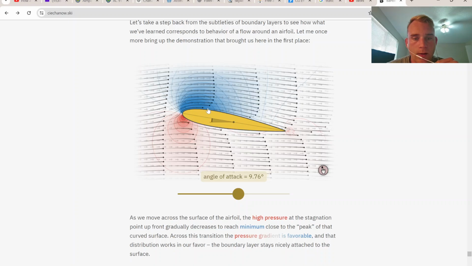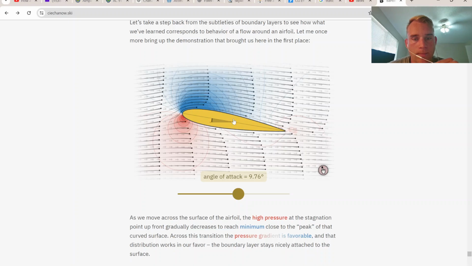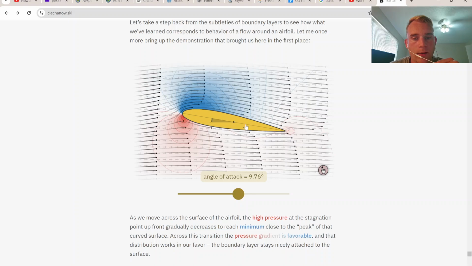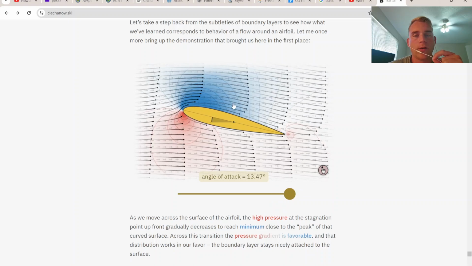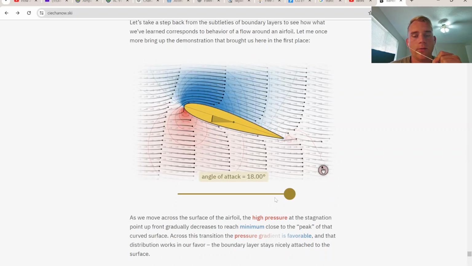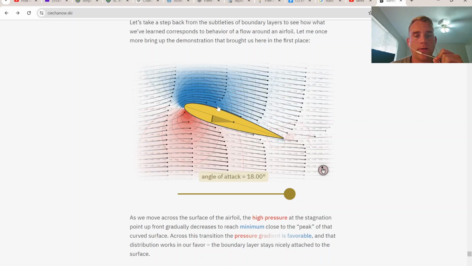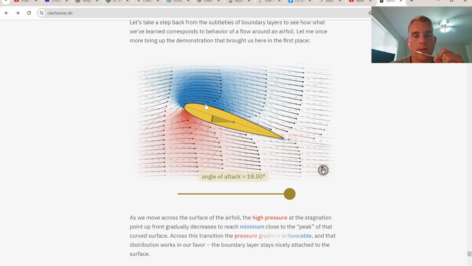One more thing here. Look at how the low pressure travels faster over the top of the airfoil instead of over the bottom. Look how slow that is. This is just blowing past it. But now, let's increase our angle of attack to 18 degrees. We know that our critical angle of attack is 17 degrees. This is still moving relatively fast, but look at this. It's starting to slow down now.